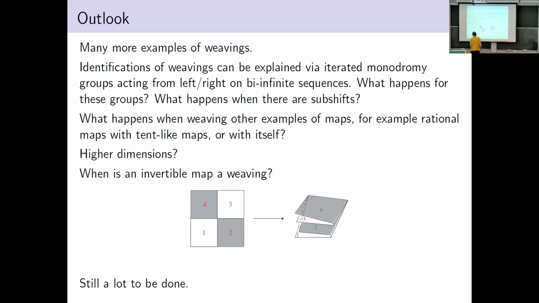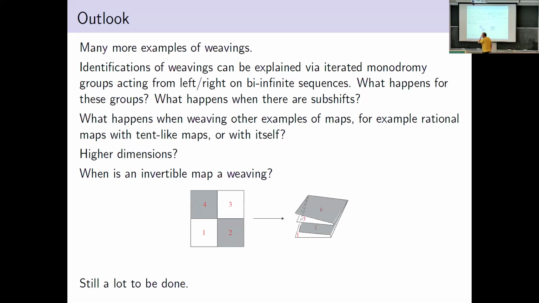You can weave all sorts of things with themselves, and you can also ask what happens in higher dimensions. In order to prove that it's a 3-sphere, we're using some quite old geometric topology results, and some of them are really only formulated for 3 dimensions. I'm not 100% sure whether they can be generalized to higher dimensions, so we don't really know.